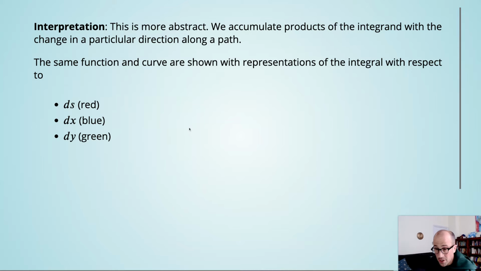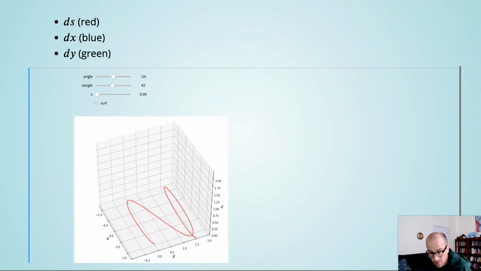So I can draw a similar picture, but what if we just add up with dx and dy? So here's the same kind of drawing, right? But I've got three colors now. Red is the one you already saw. That's with respect to arc length. Blue is going to be the interpretation of adding up the values of my function times the change in x, and y, of course, is green, the change in y. And so we're going to see those are basically projections onto the surface.